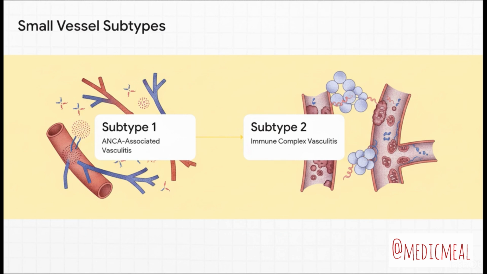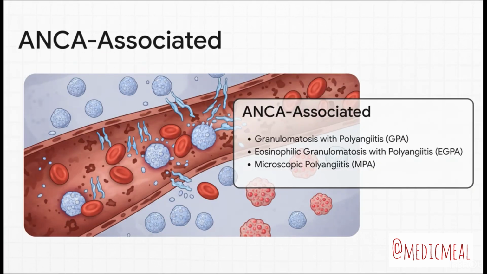Now we get to the small vessels, and this is where things get a little more detailed. We basically split this category in two, based on the mechanism behind the disease. So you've got the ANCA-associated vasculitis on one hand, and the immune complex vasculitis on the other. And getting this distinction right is absolutely fundamental. So let's look at that first group, the ANCA-associated diseases. These are probably the ones that come to mind first for most of us. You've got granulomatosis with polyangiitis, or GPA, eosinophilic granulomatosis with polyangiitis, EGPA, and of course, microscopic polyangiitis, or MPA.